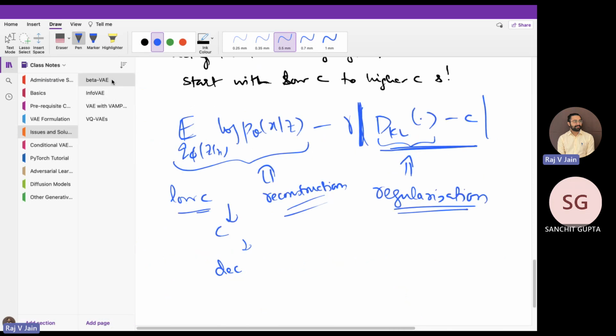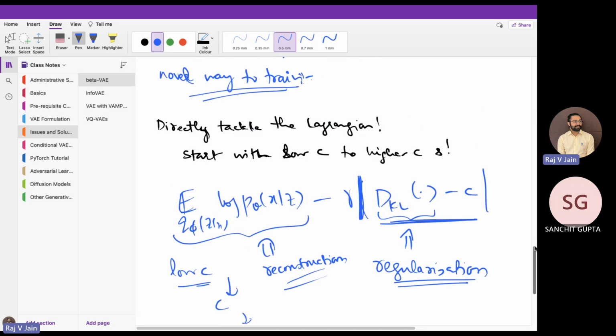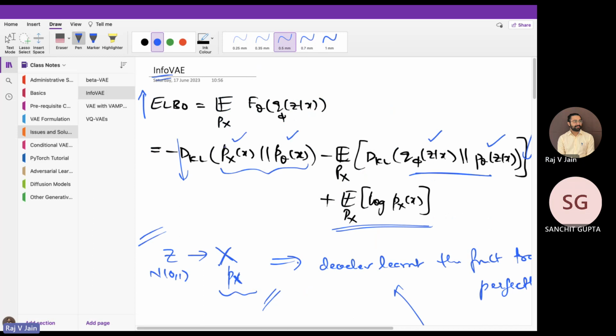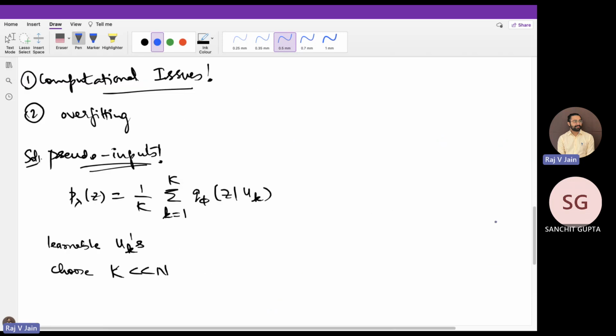So we saw two ideas. One is beta VAE, where you want to learn latents which are more independent of each other, and we saw that that may not always be good enough. InfoVAE builds upon the idea that it's possible that you will learn latents which are completely independent but of no use in inference mainly, and hence we want to enforce that idea here. Then we have an idea called VAE with VampPrior.